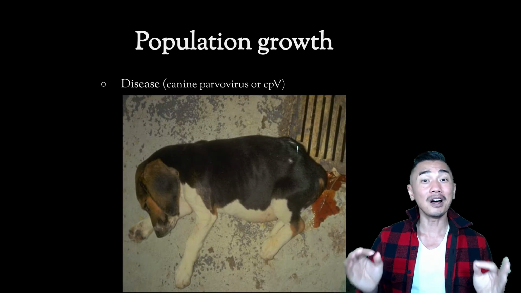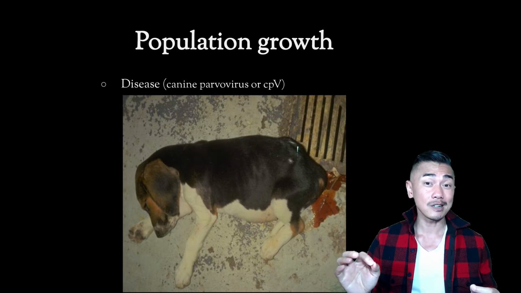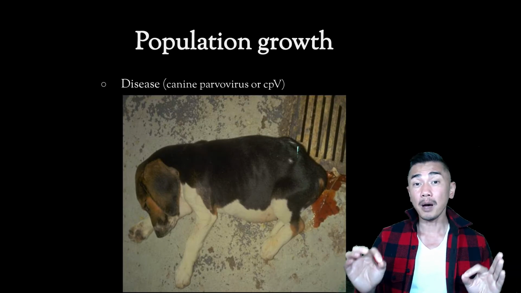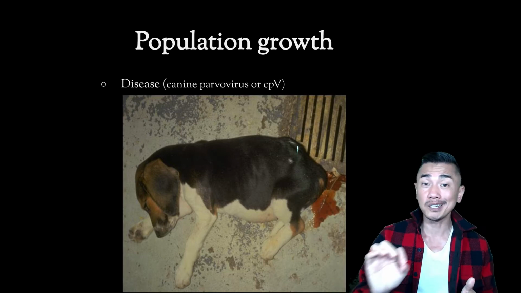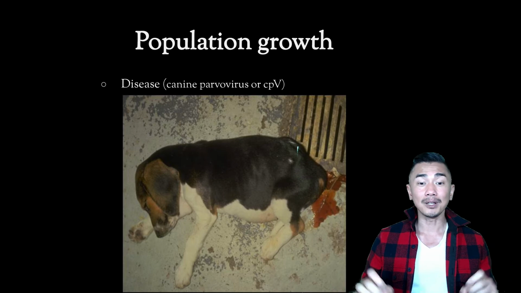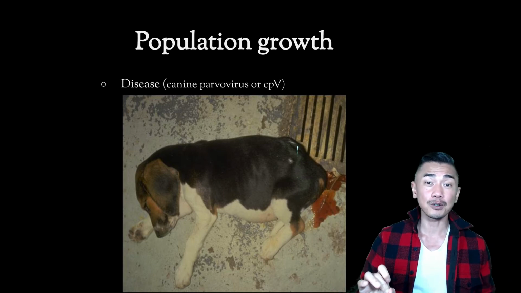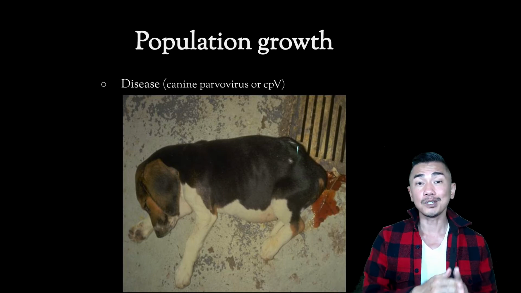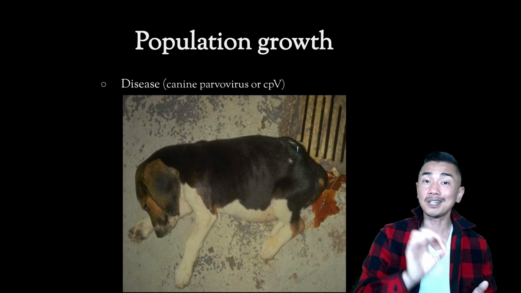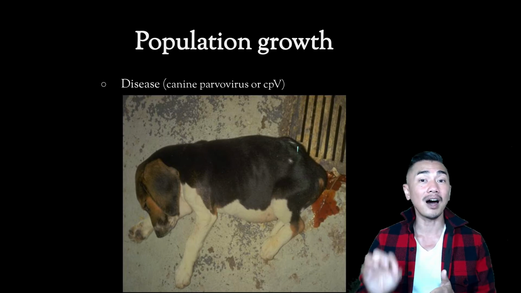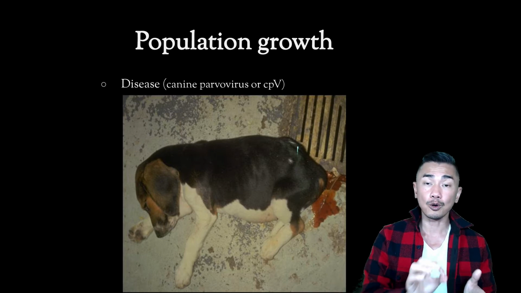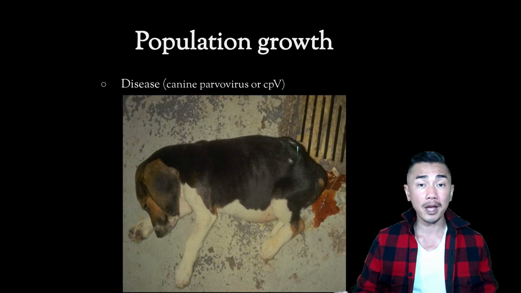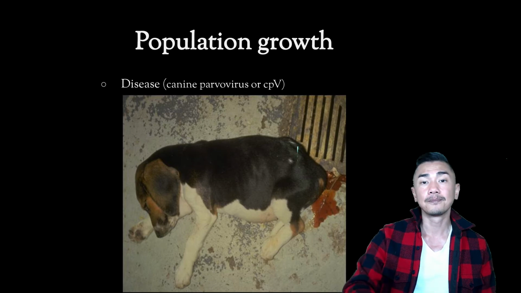Another example of a density-dependent factor is disease. When population density is high, diseases spread much more easily. One example is canine parvovirus, or CPV. CPV spreads from dog to dog, or in the case of Isle Royale, from wolf to wolf. When there are more dogs or more wolves, there's more spread of CPV.